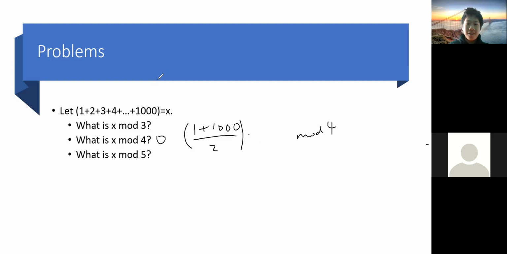We can do the same exact thing for mod 5. 1,000 is 0 mod 5. The whole thing disappears, so it's 0. Okay. So you could have done it the way we did for mod 3, but there's a lot easier way to do it. But for mod 3, the reason why we couldn't do this is because 1,000 is not 0 mod 3. It doesn't simplify as easily as that. All right.